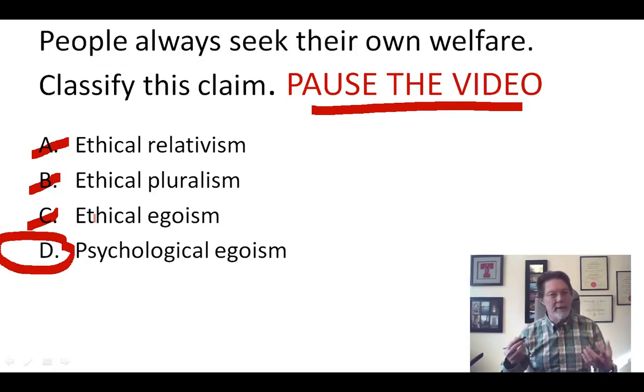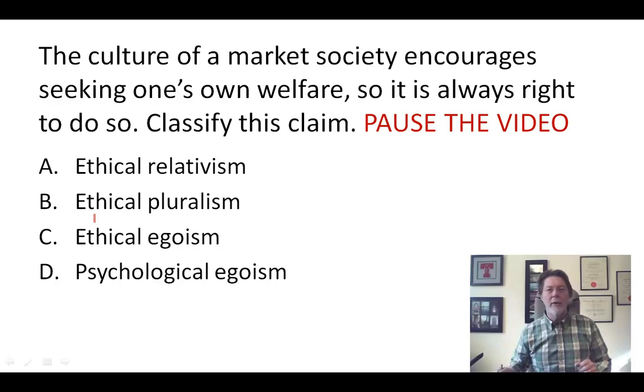Psychological egoism is the doctrine that this is the way the world is. Not the way the world ought to be, but the way the world is. Here's another one for you. The culture of a market society encourages seeking one's own welfare. So it is always right to do so for presumably people who are members of a market society. Okay, pause the video, think about that one for a second, and see where you best classify that.